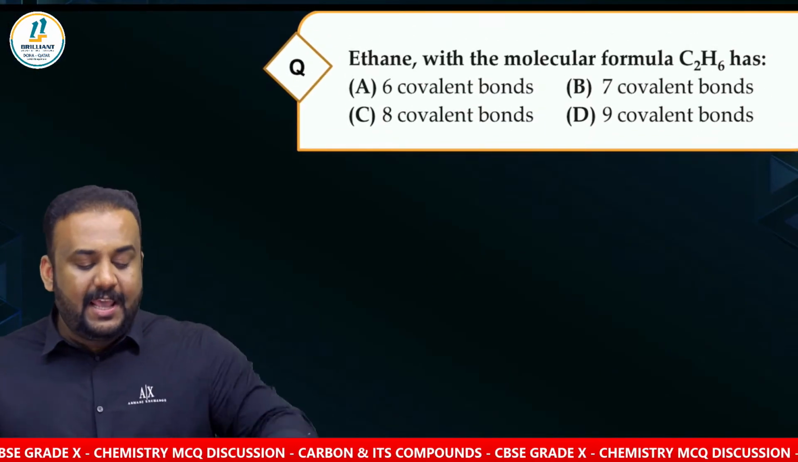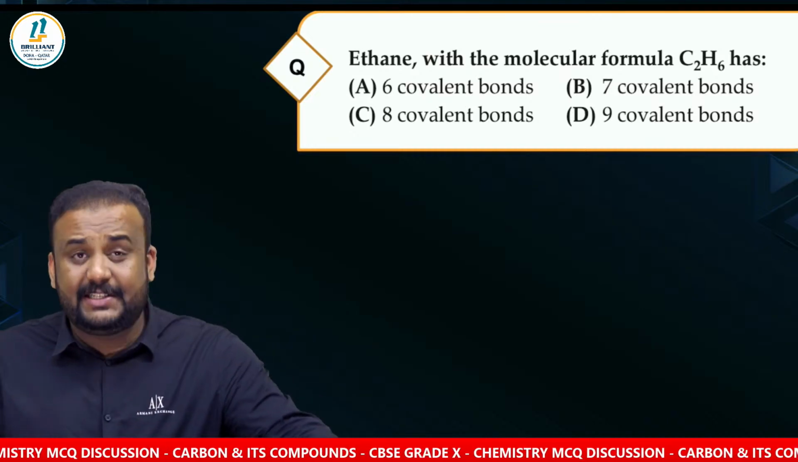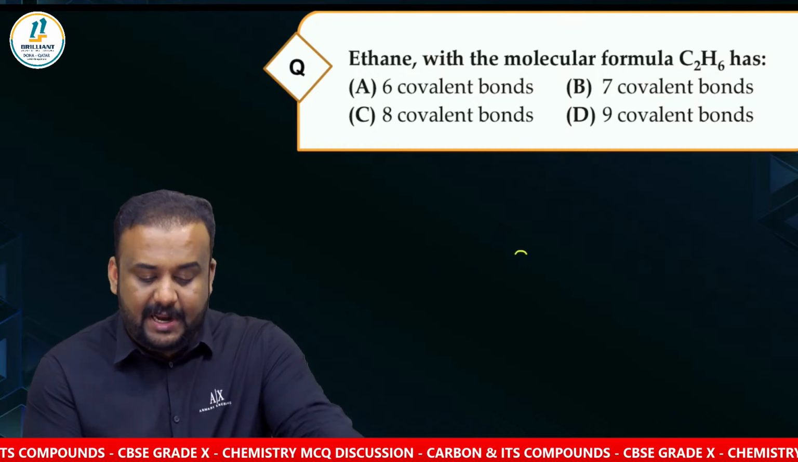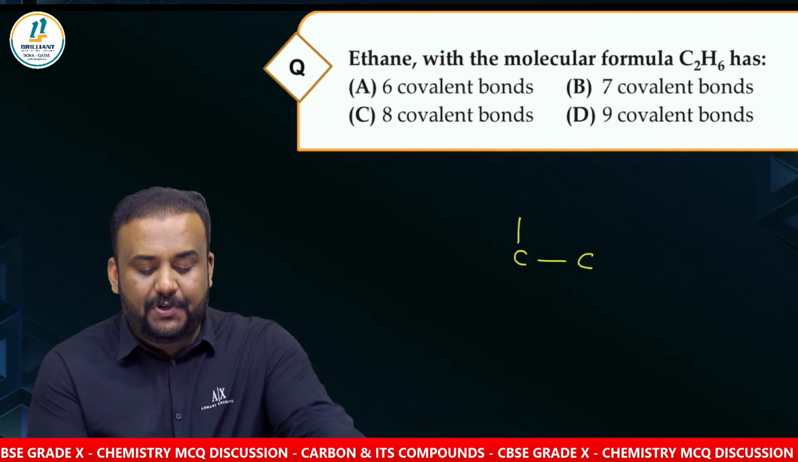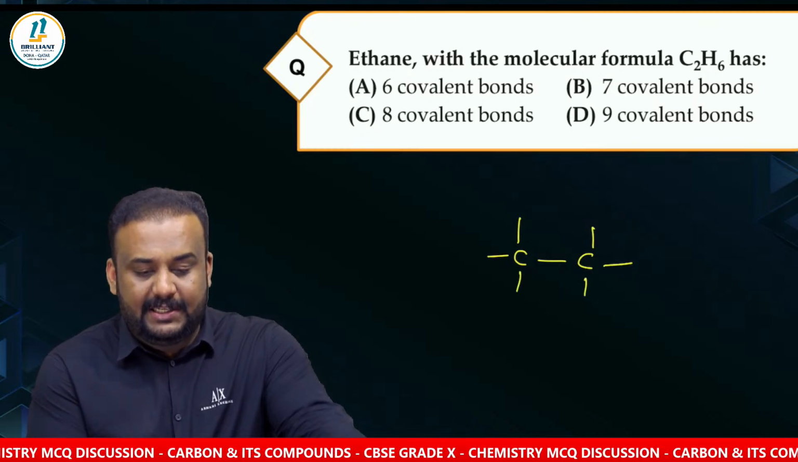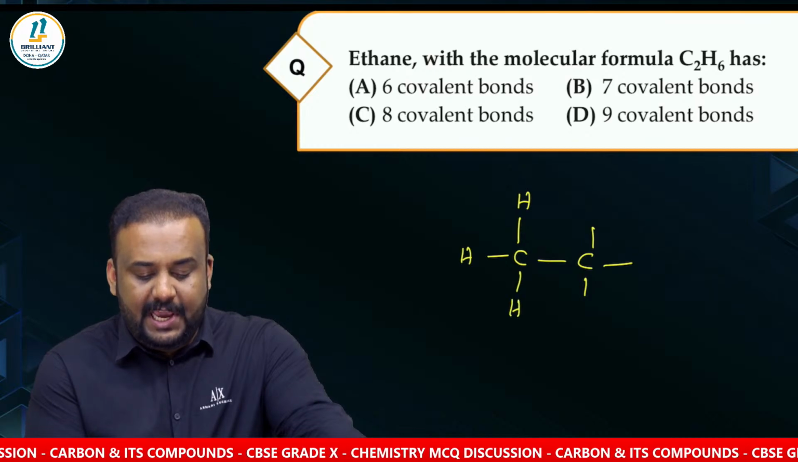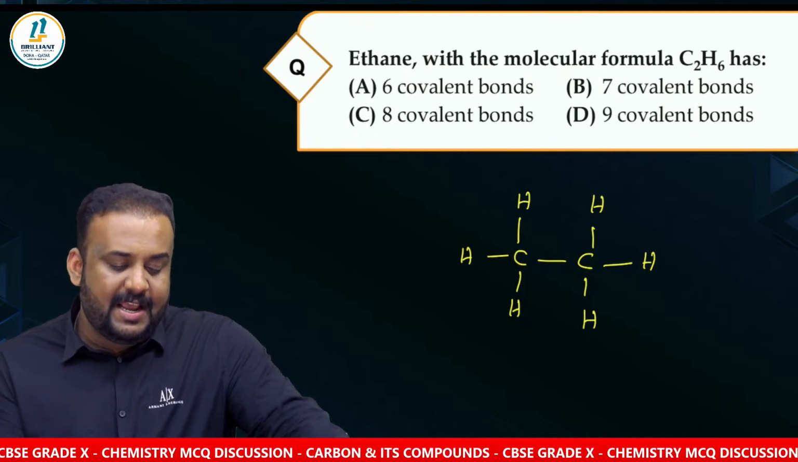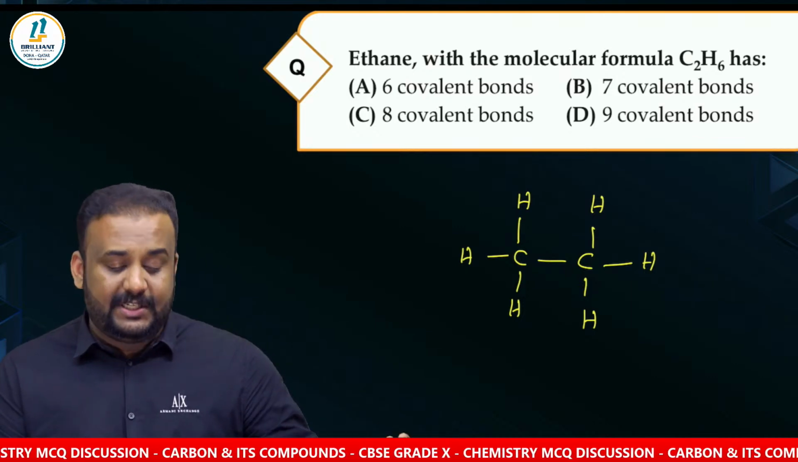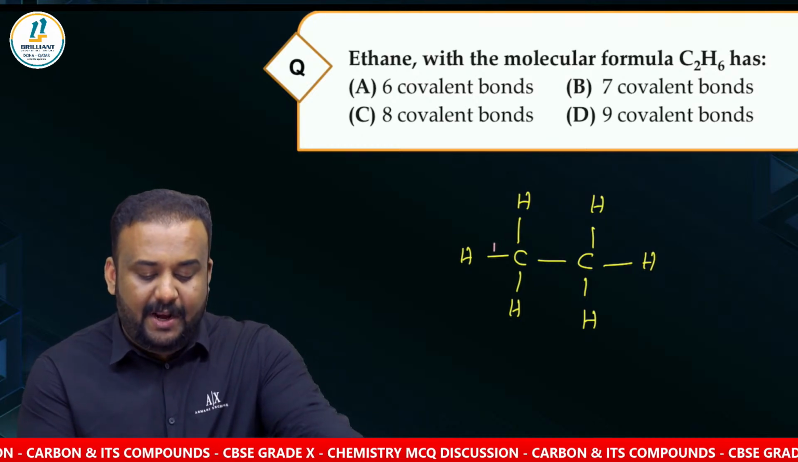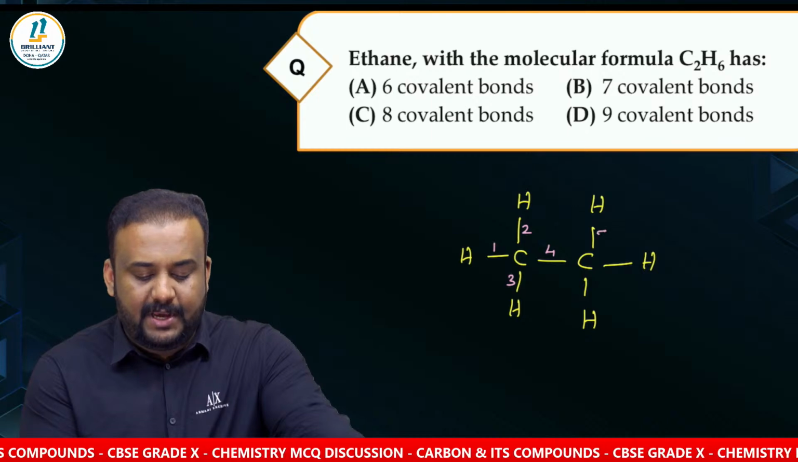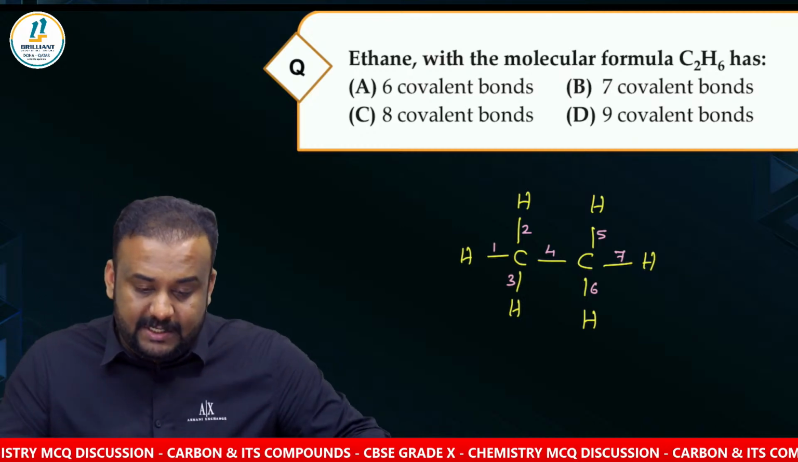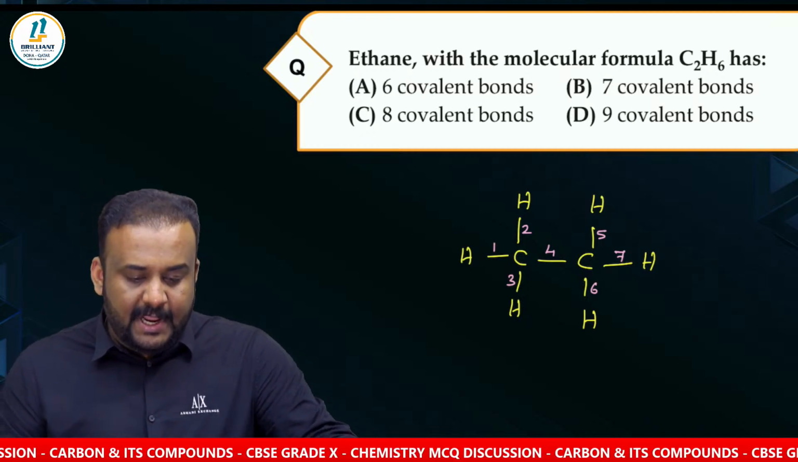The next question: ethane with the molecular formula C2H6 has how many covalent bonds? We already talked about ethane. Ethane is a saturated hydrocarbon which has only 2 carbon atoms. So we put 2 carbon atoms and then have the remaining valency satisfied by hydrogen: CH3 single bond CH3. This is the ethane molecule. You can see there is 1 covalent bond here, 2nd here, 3rd here, 4th here, 5th here, 6th and 7th. So altogether there are 7 covalent bonds in this. Is it clear?